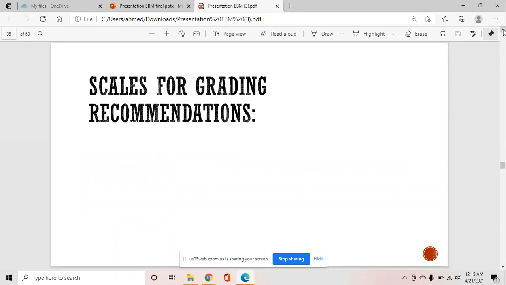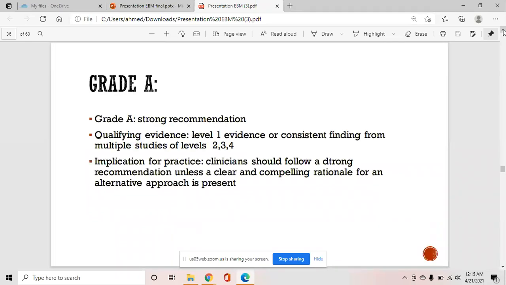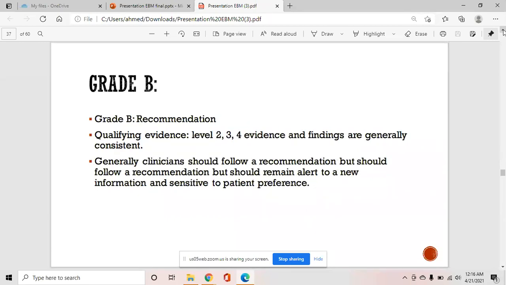Scales for grading recommendations. Grade A is a strong recommendation. Qualifying evidence: level 1 evidence or consistent findings from multiple studies of level 2, 3, and 4. Implications for practice: clinicians should follow a strong recommendation unless a clear and compelling rationale for an alternative approach is present.